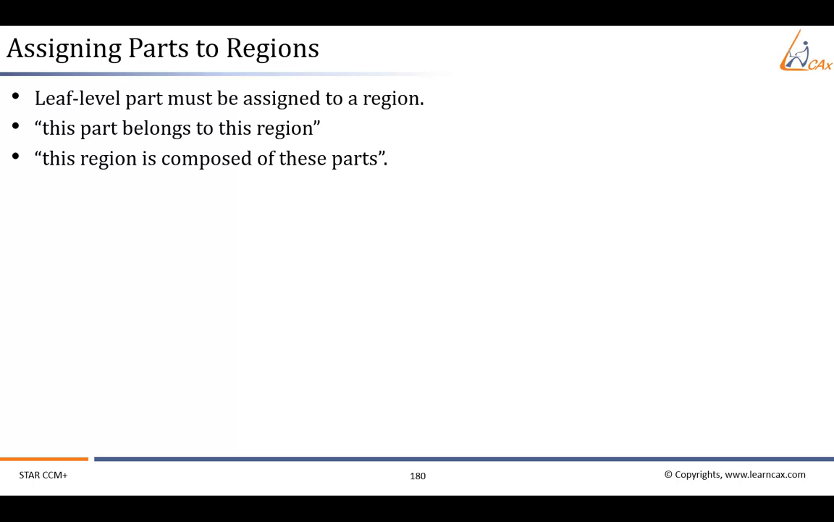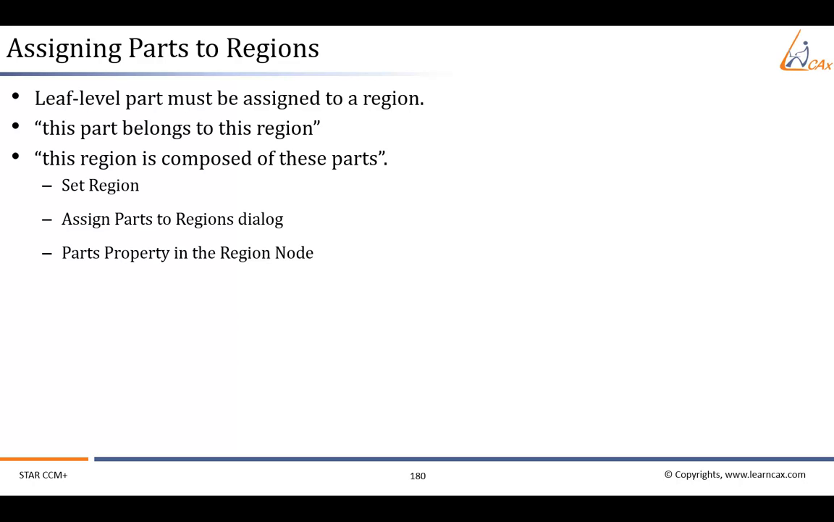Several methods exist to form such relationships: by using setRegion, by using the Assign Parts to Region dialog, or by using the Parts property in the Region node. Any of these methods can be used to define the desired relationship between parts and regions.